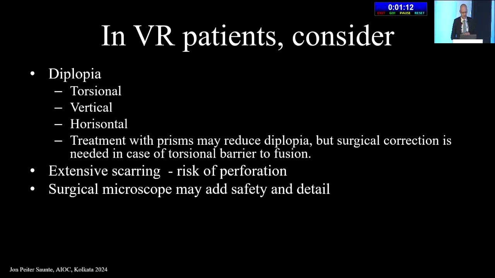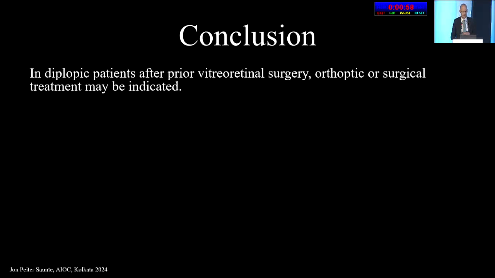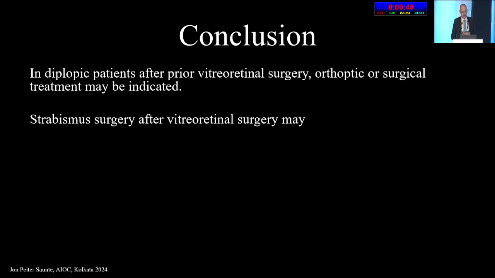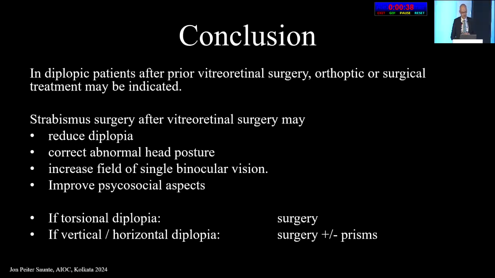The scarring is a challenge. There's a risk of perforation of the eye, and we always use a microscope to be sure we have the detail we need. And if the silicone buckle is protruding, we remove it, but usually we leave it in place. And in these patients, we want to help them with different strategies, orthoptic and surgical treatments, and we may reduce diplopia, correct their abnormal head posture, increase field of single binocular vision by working on the other eye, and also improve psychosocial aspects.